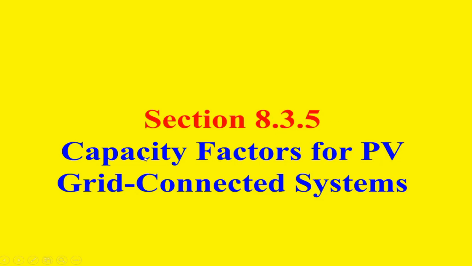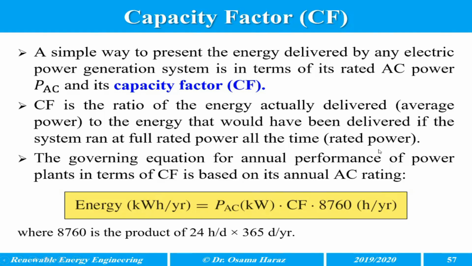Then in this section we'll talk about the capacity factor for PV grid connected systems. A simple way to present the energy delivered by any electric power generation system is in terms of its rated AC power, PAC, and its capacity factor. So we can define the energy per year as the power AC, PAC in kilowatts, times the CF, which is the capacity factor, multiplied by 8760 hours per year, and 8760 is the product of 24 hours a day multiplied by 365 days per year.